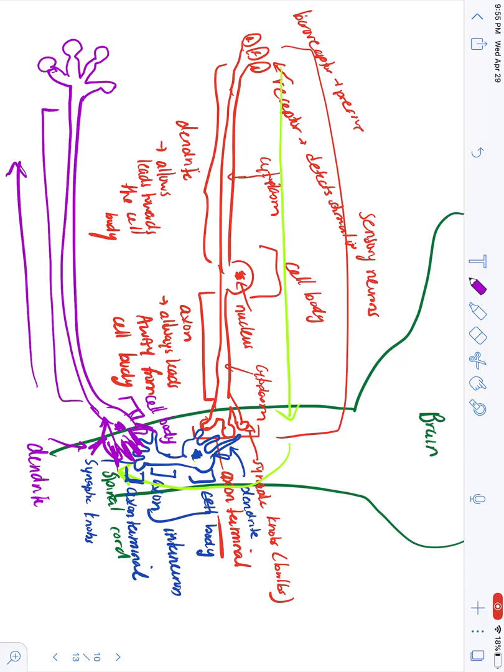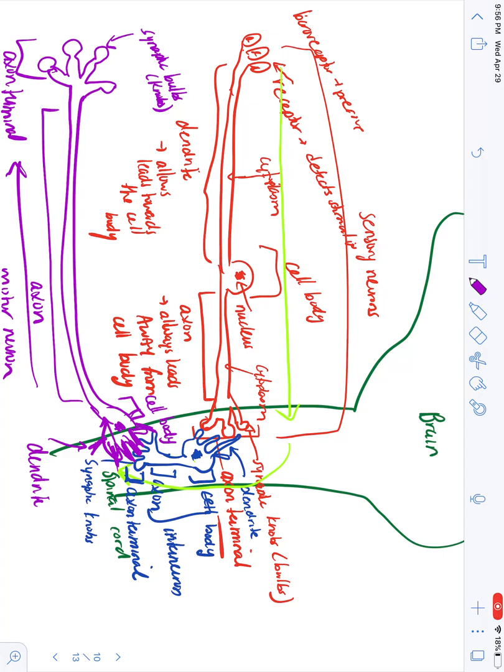And that means that this long structure, which is leading away from the cell body, is called the axon, right? And this part here is called the axon terminal. And the axon terminal has these bulbs on it called synaptic bulbs or knobs. Same thing, okay? So there you have it, this is the motor neuron.